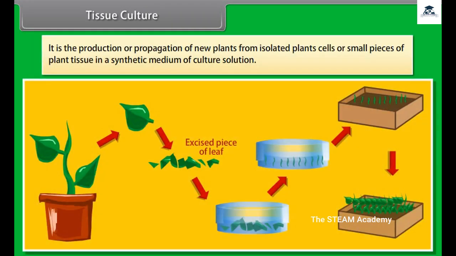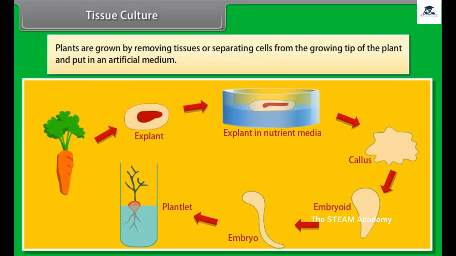Tissue culture. It is the production or propagation of new plants from isolated plant cells or small pieces of plant tissue in a synthetic medium of culture solution. Plants are grown by removing tissues or separating cells from the growing tip of the plant and putting them in an artificial medium.